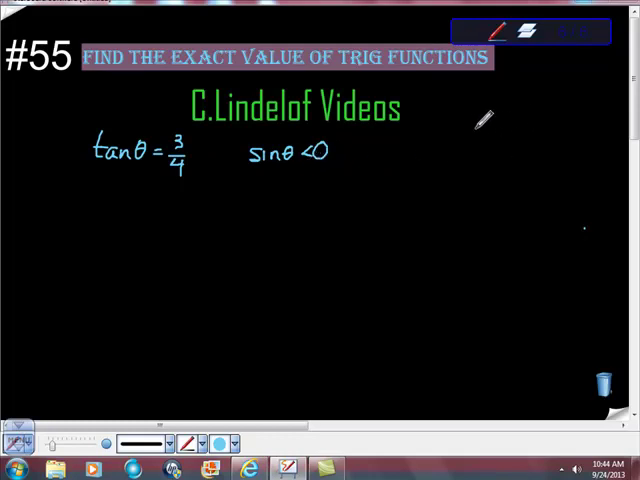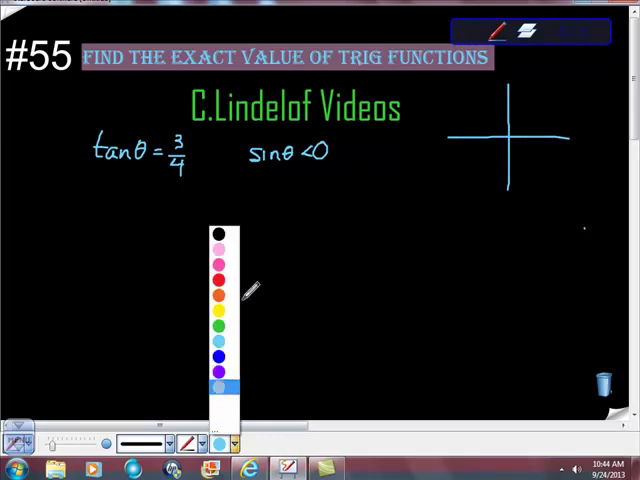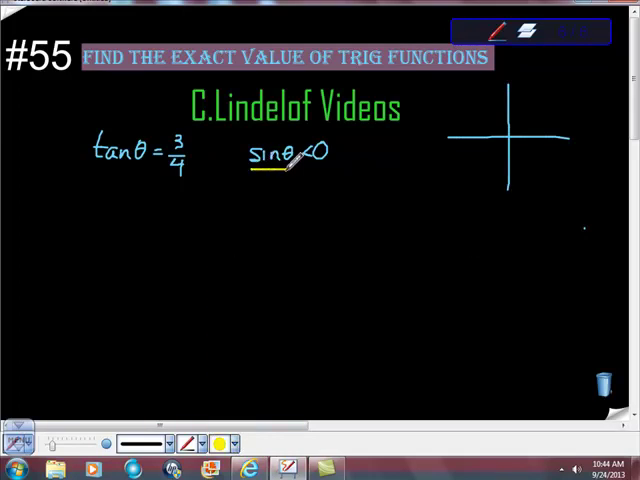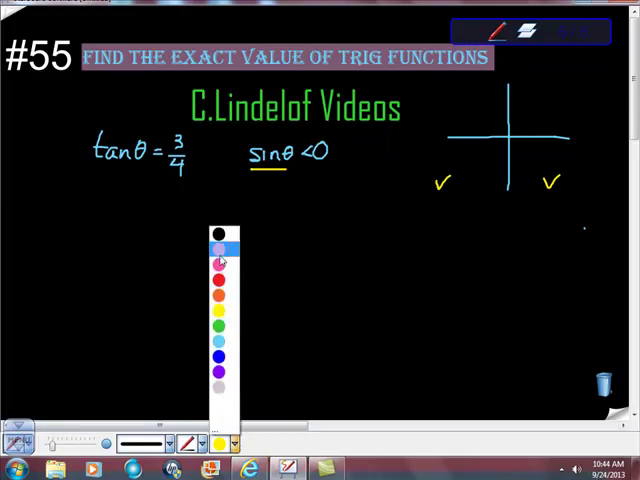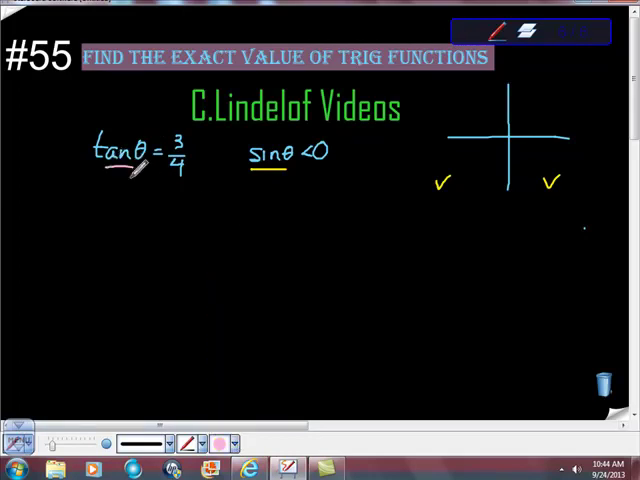So I'm going to look at sine and ask myself, where is sine less than 0? Sine is less than 0 here, and here. We have that tan of theta is 3/4, a positive number. So where is tan of theta positive? Tan of theta is positive here, and here. So what quadrant are we in? Both of these things are true in this quadrant.